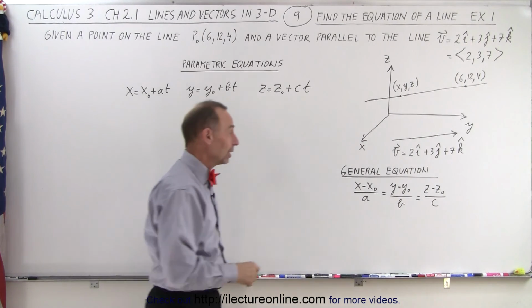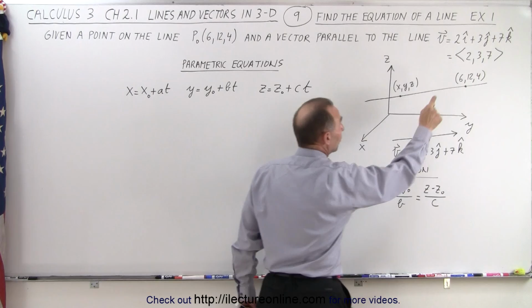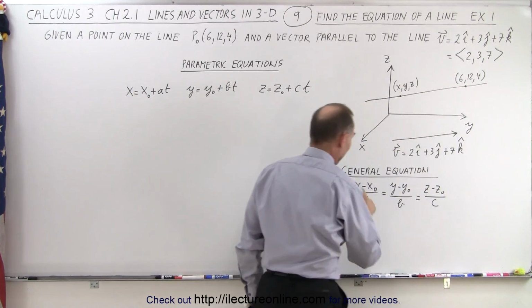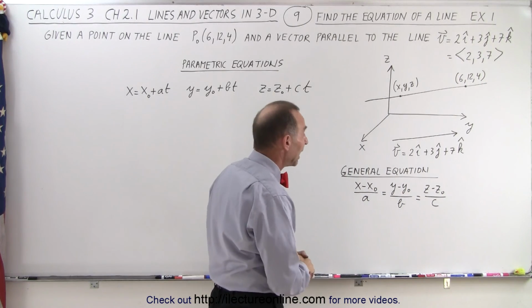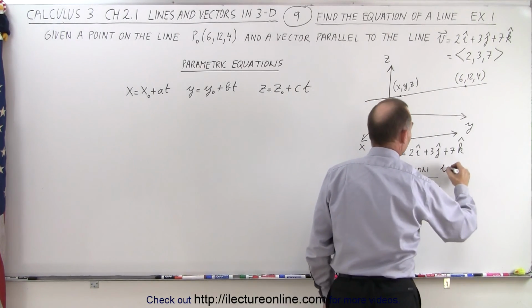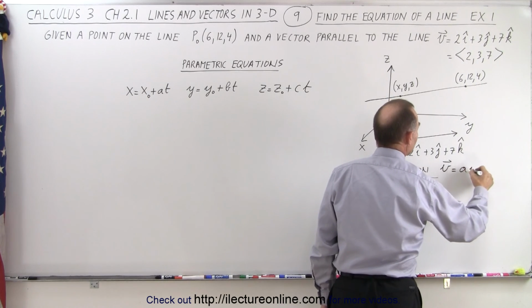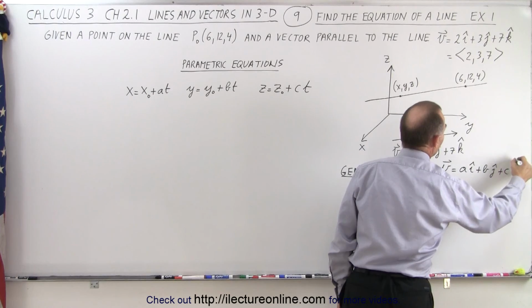values. We have to realize that x sub naught, y sub naught, and z sub naught are the coordinates of the point on the line that's given. X, y, and z is just any point on the line called x, y, and z. And then we have to have a parallel vector. Notice that the general equation of parallel vector is going to be equal to a in the i direction plus b in the j direction plus c in the k direction.